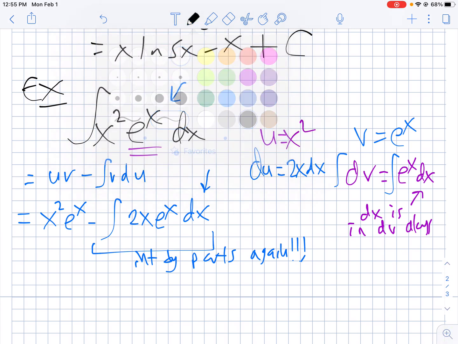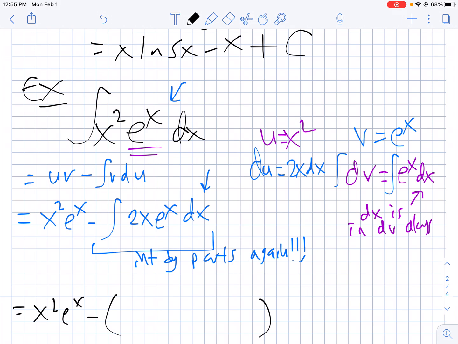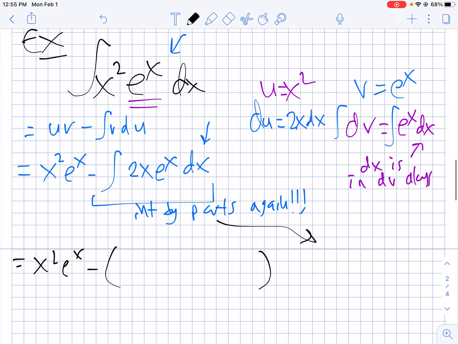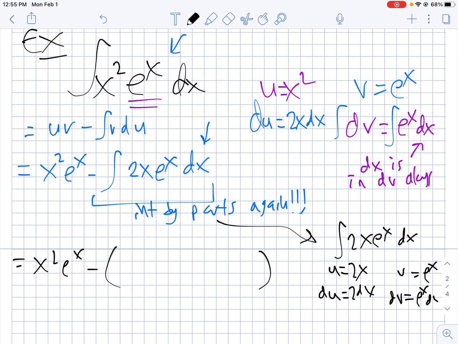So the general strategy here is you're still going to have the x squared e to the x minus, and then you just need to do integration by parts again on this one, on the integral of 2x e to the x. Okay, well this is a beautiful problem. So the u is 2x, that's going to go away. The du is 2 dx. My dv is e to the x dx, and my v is just e to the x. Okay, so that becomes uv, so 2x e to the x minus integral v du, so that's 2 times e to the x times the dx.